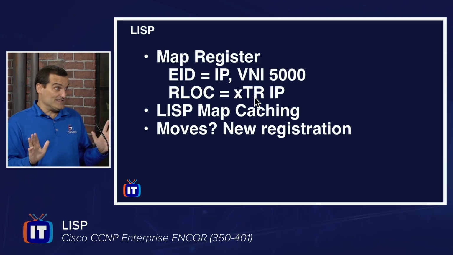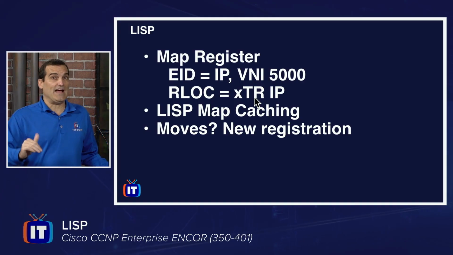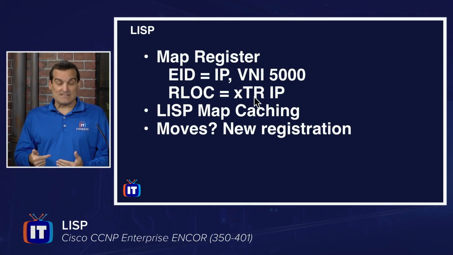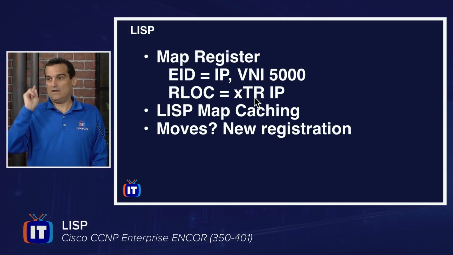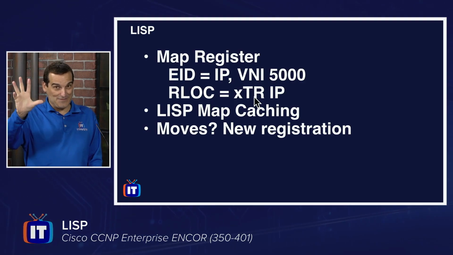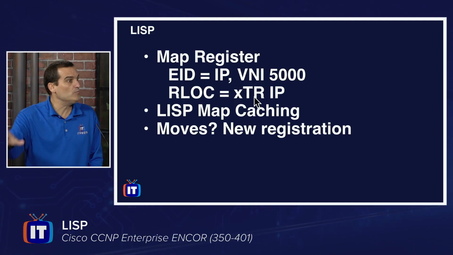And guess what? To make this lightning fast, even though it's already super fast, you have map caching that can take place. So it's like, oh yeah, where's that endpoint? It's right over there off that device. And I can tell you right out of my cache. But this is where it gets even more exciting. What happens when we have a move?